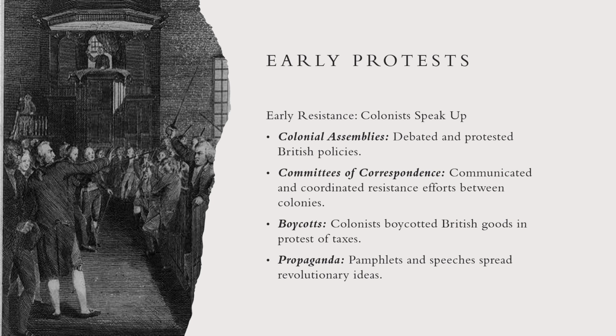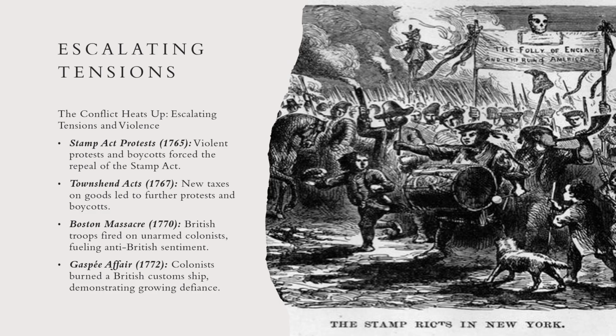One of the most effective forms of protest was the boycott. Colonists refused to buy British goods, hitting English merchants where it hurt, their wallets. Propaganda also played a crucial role. Pamphlets and speeches filled with fiery rhetoric and revolutionary ideas circulated throughout the colonies, inspiring resistance and fueling the growing sense of injustice.